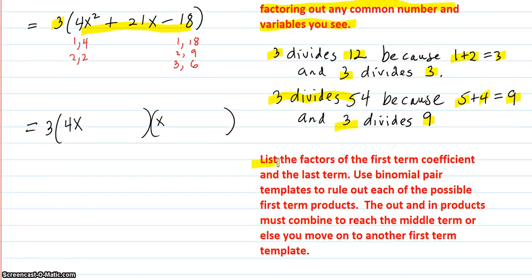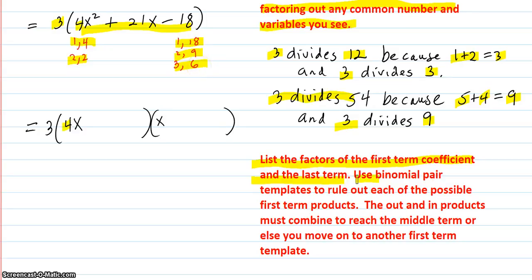You list the factors of the first term coefficient and the last term. By that I mean there's a 4 here, so I could have a 1, 4 to make that up, 1 times 4, or a 2 times 2, and those are the only combos I could have. For the front I always just put the large one here. But the order on the 18: 1, 18, 2, 9, and 3, 6, those orders all matter. You can go 18, 1, 9, 2, 6, 3.